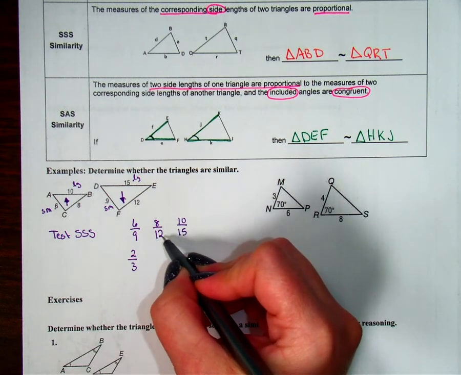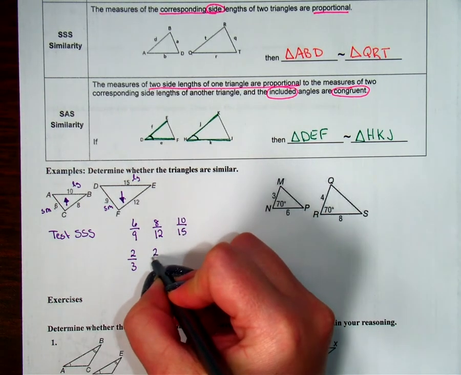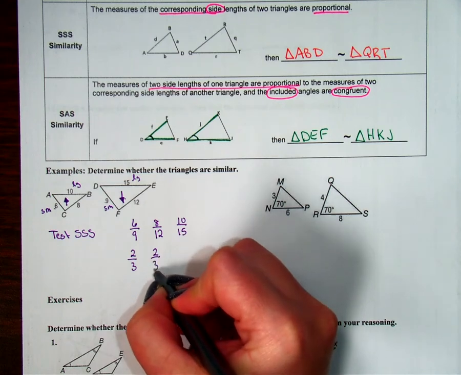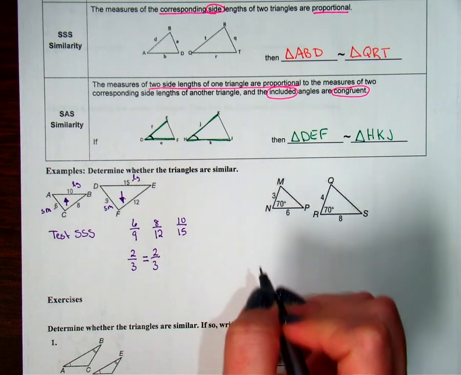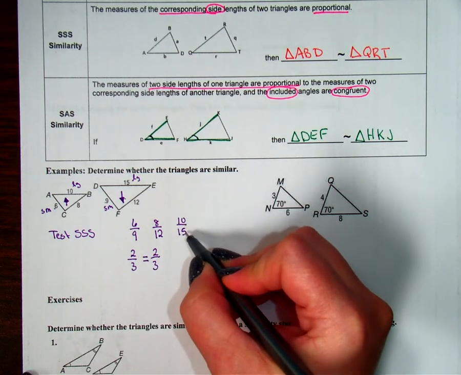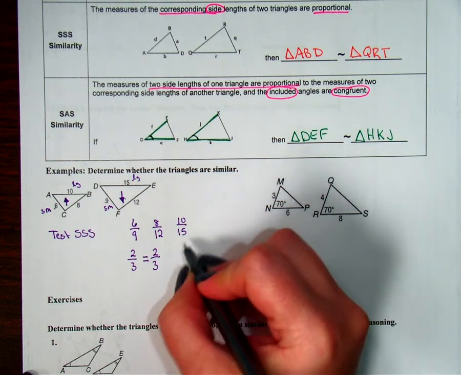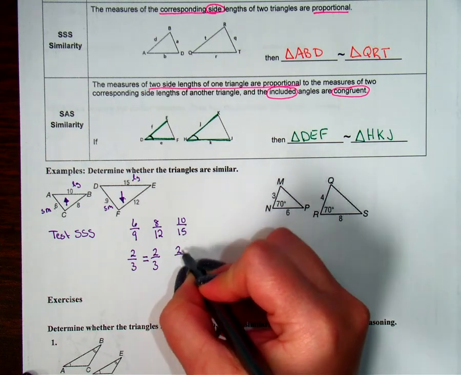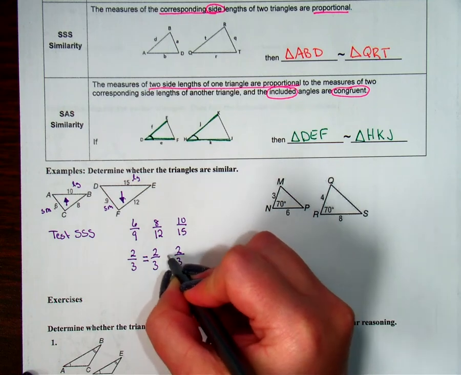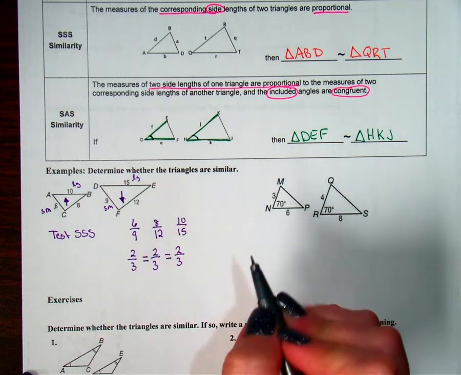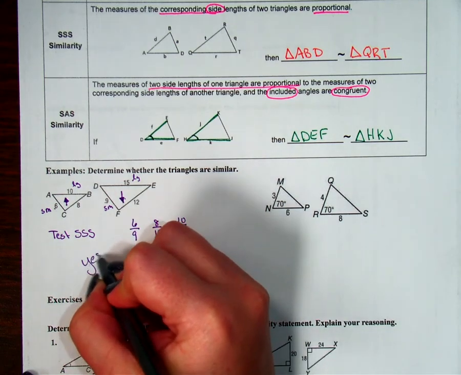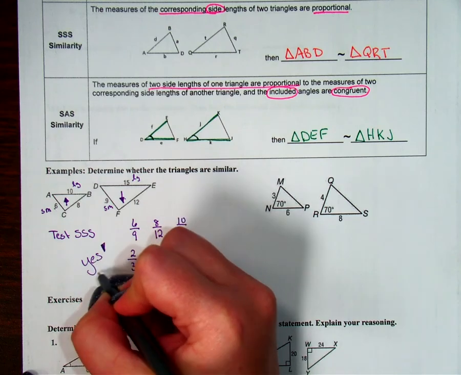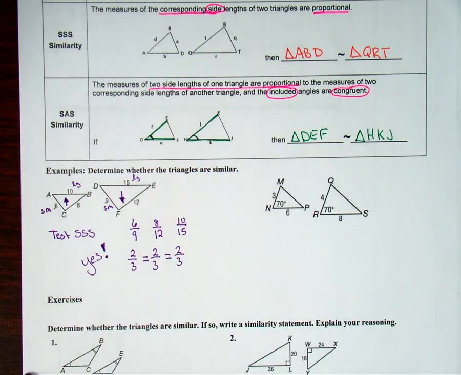8 and 12 are both divisible by 4. 4 goes into 8 2 times. 4 goes into 12 3 times. So far so good, those are equal. And then 5 goes into 10 and 15. 5 goes into 10 2 times, and 5 goes into 15 3 times. So it says determine whether the triangles are similar. My answer is yes. They are similar by the side, side, side postulate. Okay?